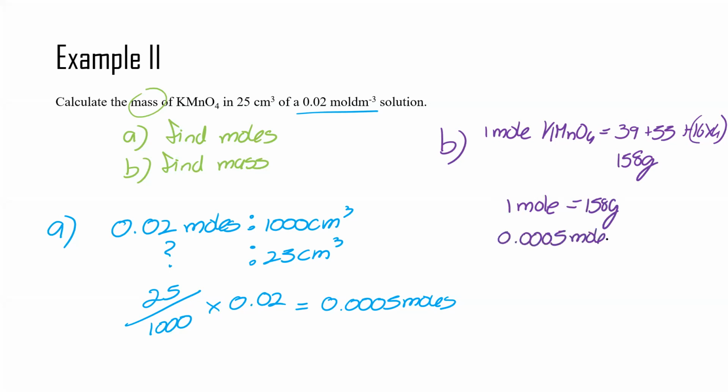So 1 mole equals 158 grams, 0.0005 moles is equal to how much? That would be 0.0005 times 158, which is equal to 0.079 grams. And your final answer is that. I highly recommend that in a question like this, you should always, and I'm emphasizing the always here, plan and then write. When you have a longer question, always plan ahead.